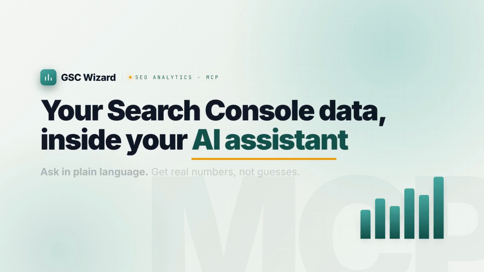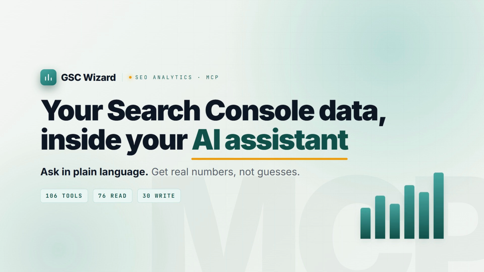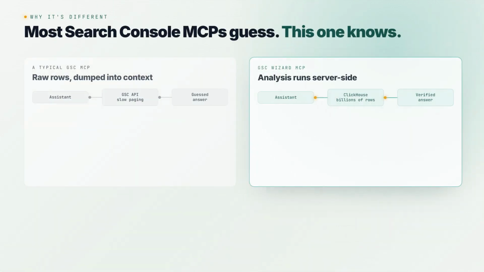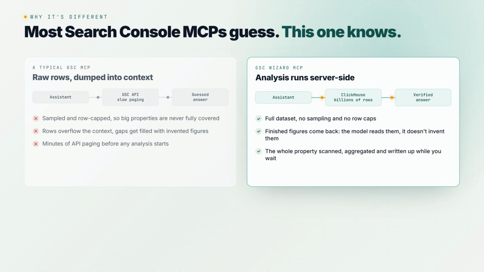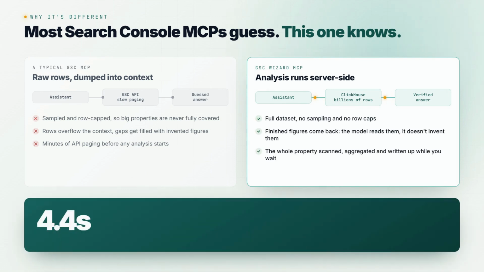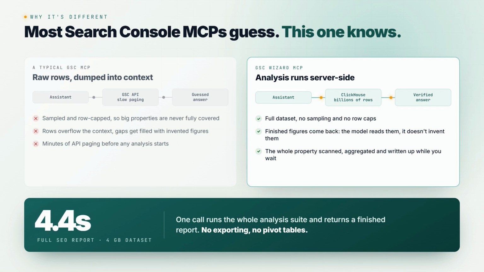Your Search Console data inside the assistant you already use. Most MCP servers dump raw rows into the model, leaving room to invent numbers. GSC Wizard runs the analysis server-side, a full SEO report in 4.4 seconds.